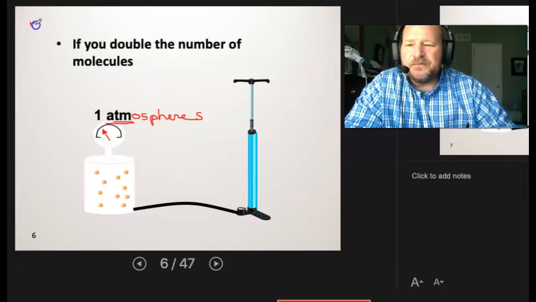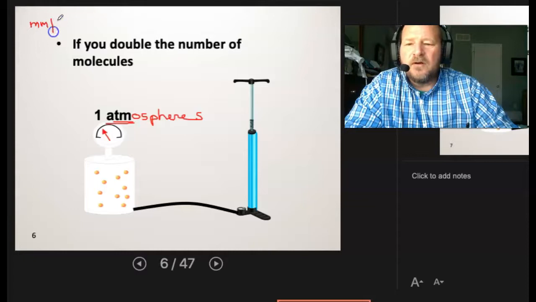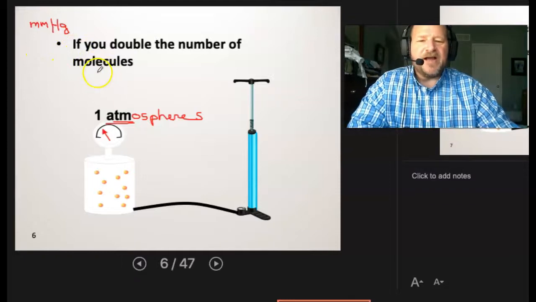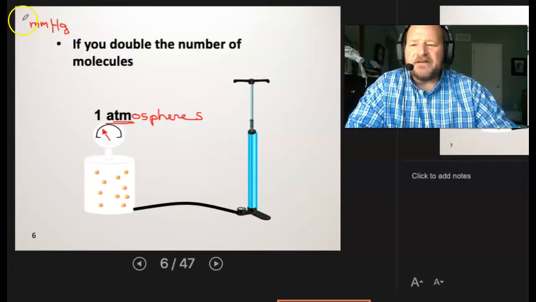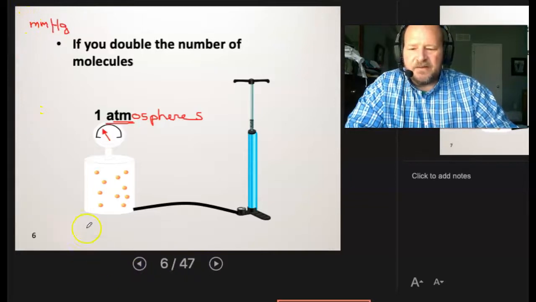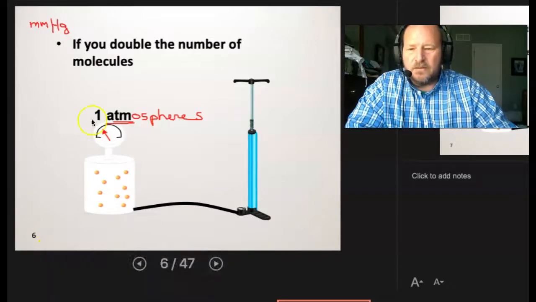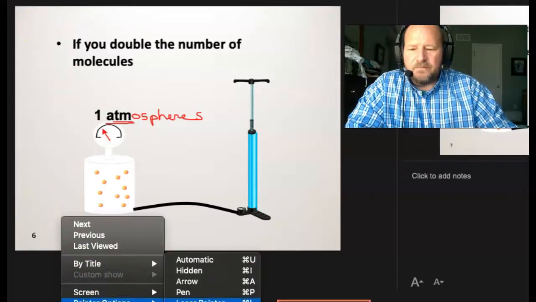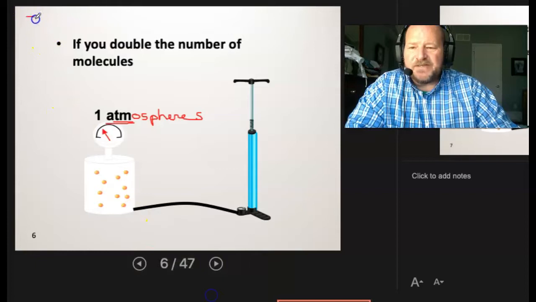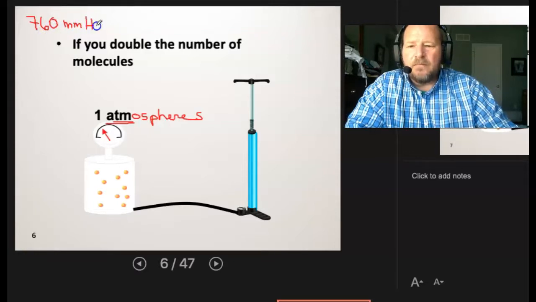The other ones that we'll use, millimeters of mercury. Okay, and there is a relationship here between millimeters of mercury and atmospheres. In fact, it's 760. I didn't give myself enough room to write there. Let's see if I can fix that real quick. So let's just erase that, and I'll go ahead and give you that conversion here. So we're going to have 760 millimeters of mercury equal to 1 atmosphere.